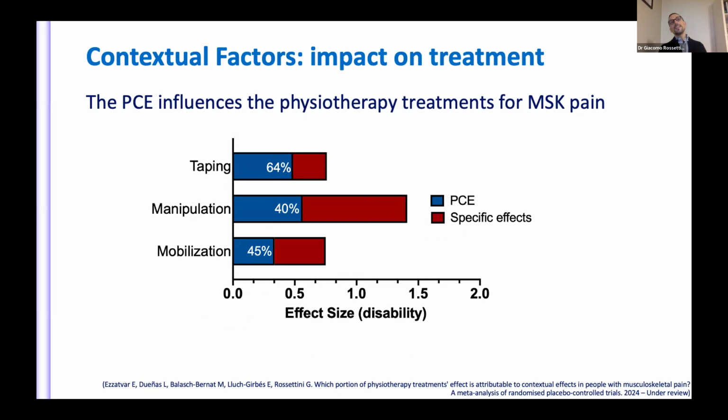And we have to say that we have found fewer studies available. Still, from what emerged, we observed that the proportion attributable to contextual effects also plays a role in disability and influences, albeit to a lesser degree, the effect of the different treatments used in physiotherapy for musculoskeletal conditions.